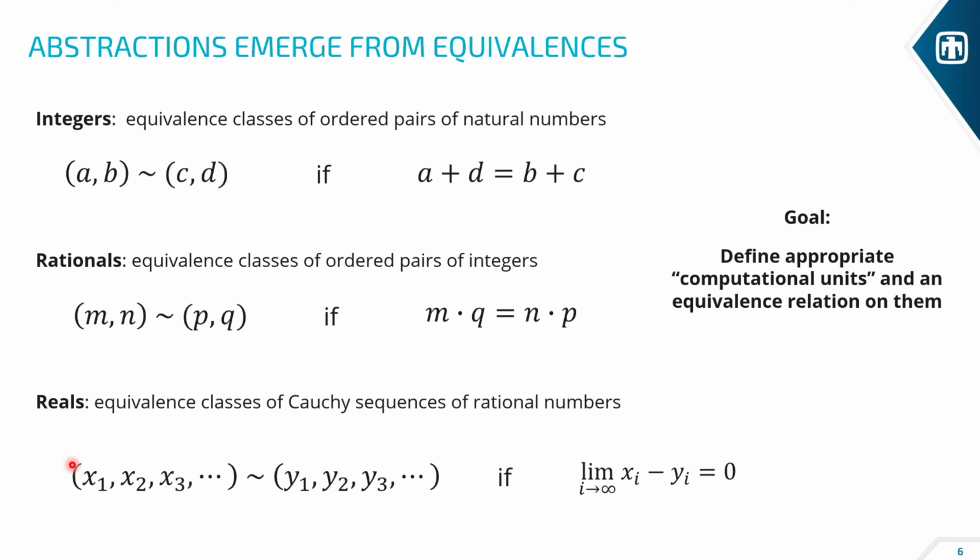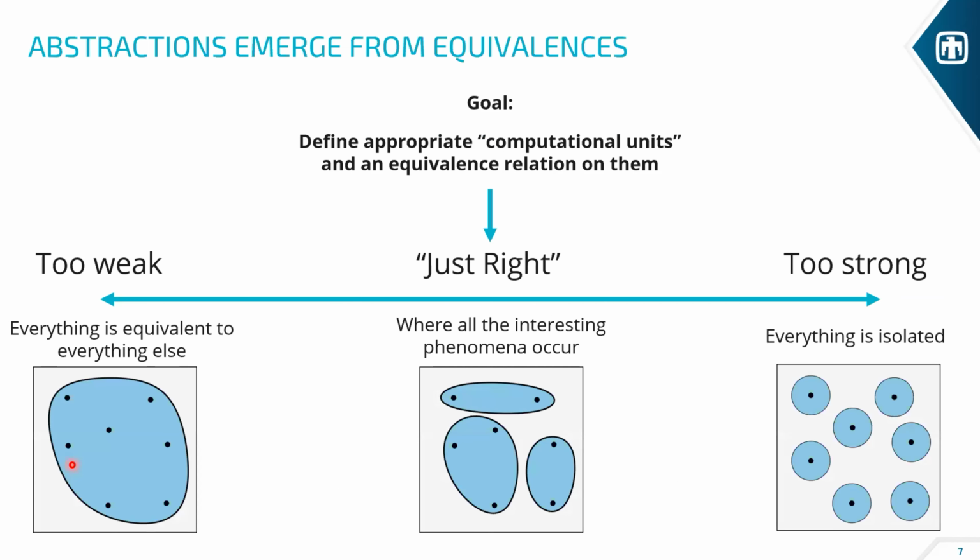So I really like this story, and it outlines, I think, a goal to keep in mind about how to build appropriate abstractions for computation, which is that you have to define the appropriate computational units and then the appropriate equivalence relation on them. And from that, a new level of discourse can emerge to talk about a new level of abstraction. But there is an art to it, because it's very easy to define equivalences that are either too strong or too weak, right? If your definition of an equivalence is too strong, then everything is isolated.